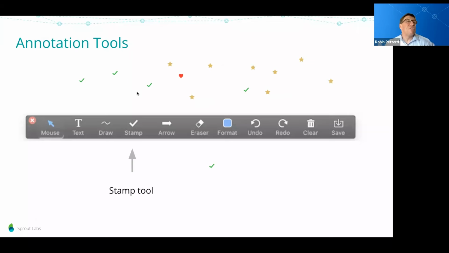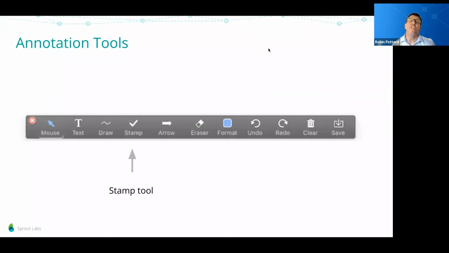When I was doing my dress rehearsals this morning, for some reason I decided to be negative and used crosses. Cool. All right, I'm going to clear the screen and we're going to move on to our next thing.